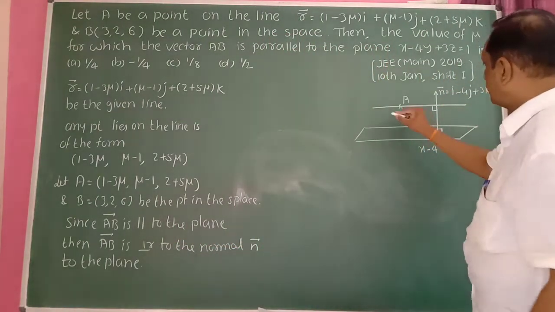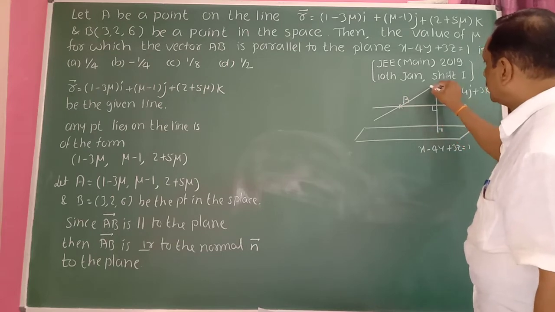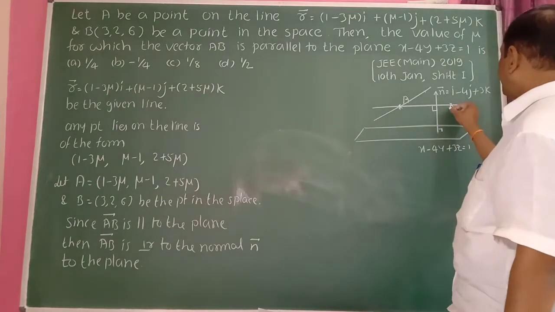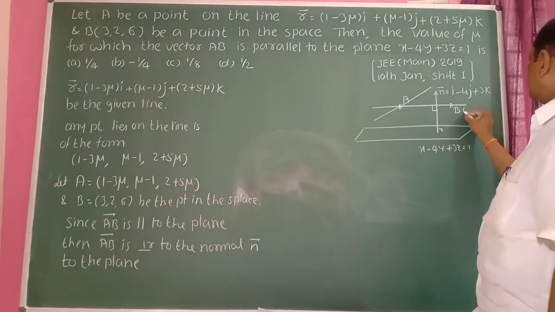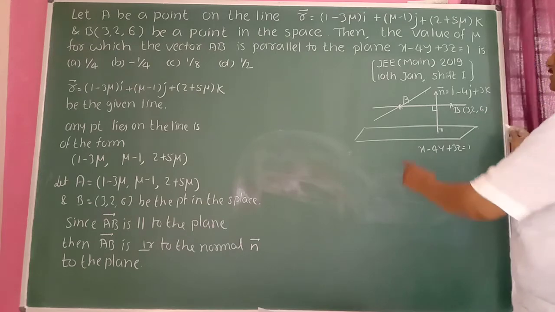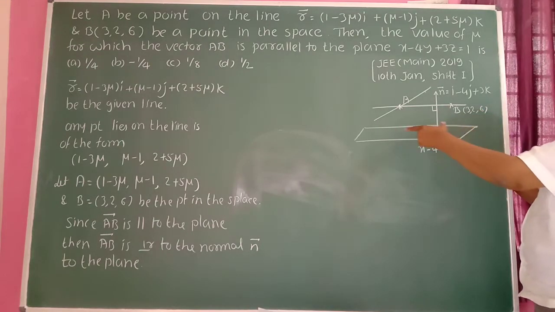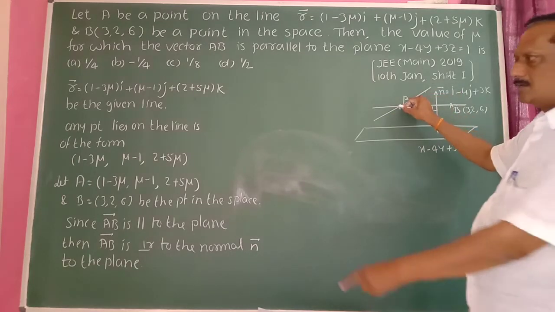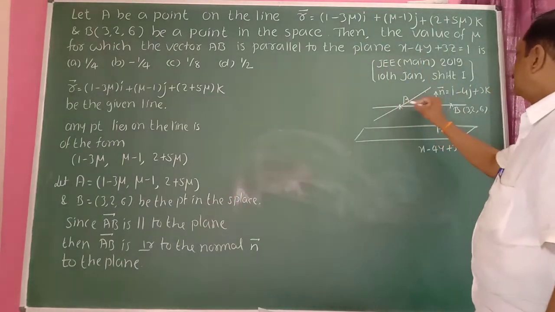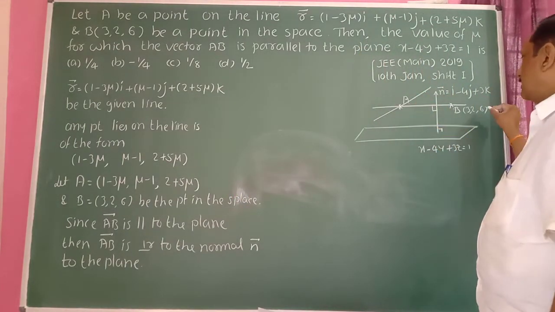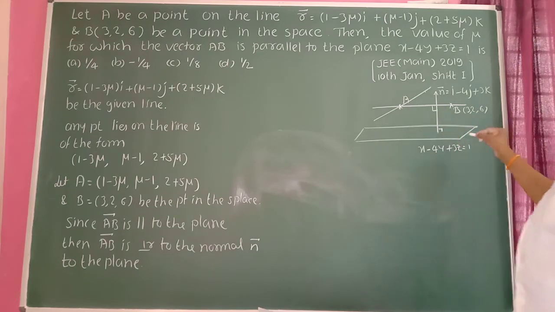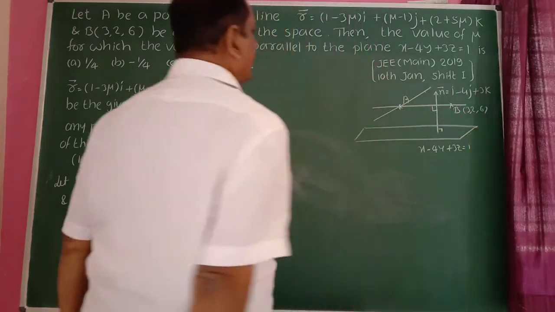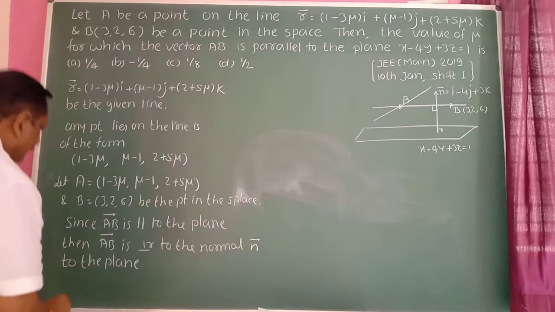Consider this is a line. The equation of the line is already given. Then here is one more point B, the coordinates of B being (3, 2, 6). This line is parallel to this plane. This is a given line passing through the point A. If you join A and B, you will get a line, and that line is parallel to the plane. So if a line is parallel, then the normal and AB are perpendicular. So first you find your AB.